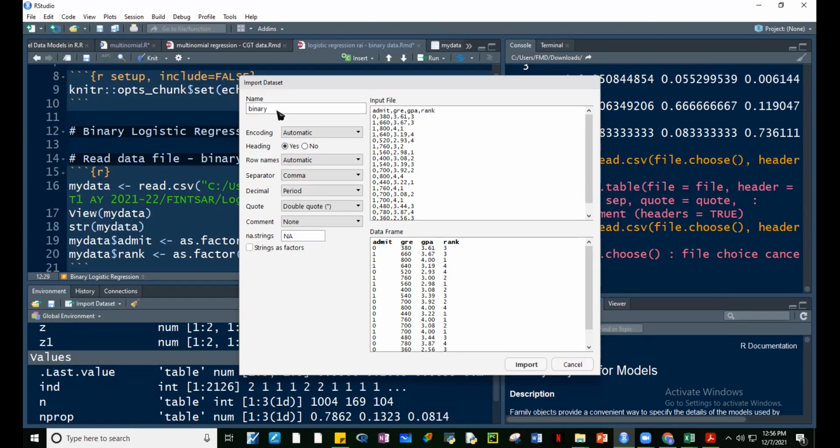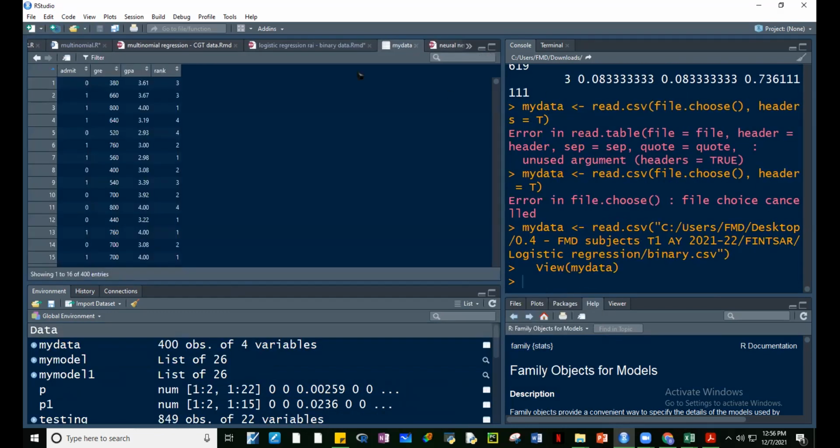So the name of the file is binary. Let's just make this my data. We can change the name to my data, because here we're using my data as the name. Make sure that there's a heading. All right, so we can now import this. So we now have our data, my data. If you take a look at our data, there are 400 observations and 4 variables.